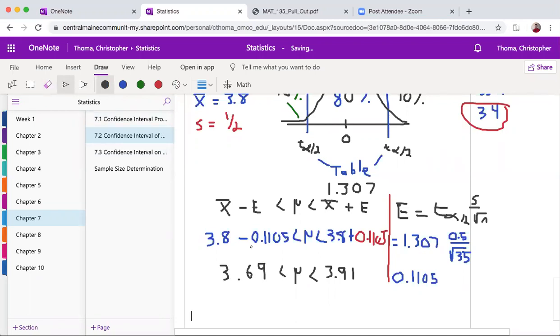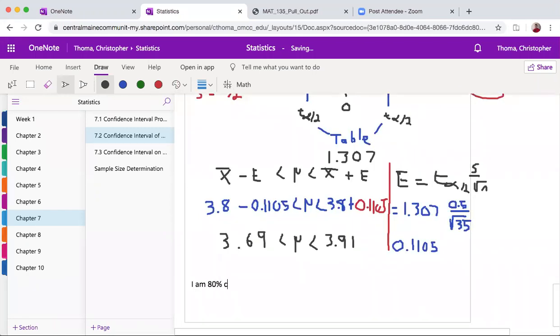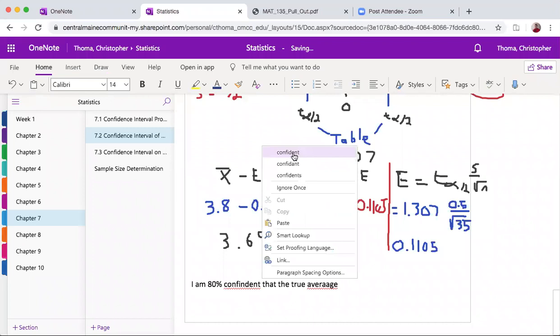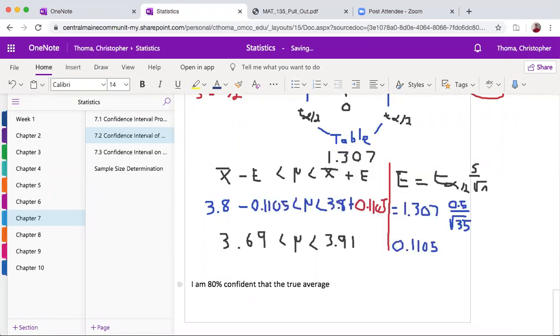So I am 80% confident that the true average amount of baby food in the jars is between 3.69 ounces and 3.91 ounces.